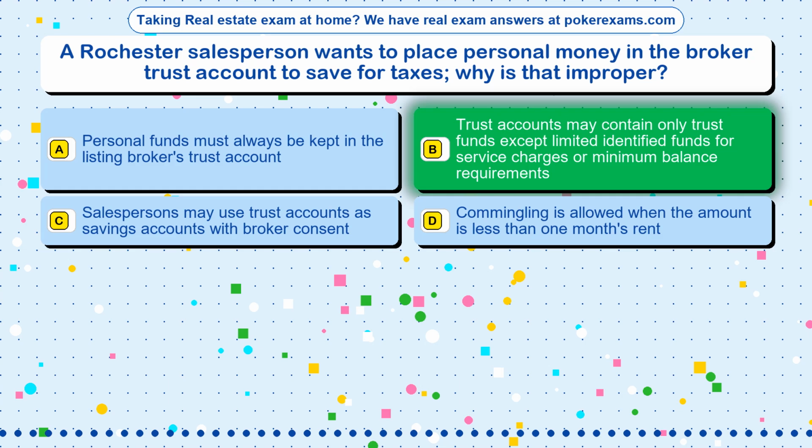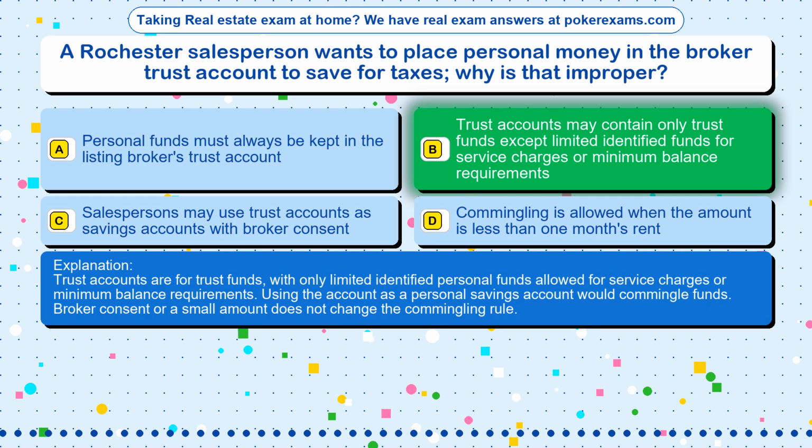The correct answer is option B. Trust accounts may contain only trust funds except limited identified funds for service charges or minimum balance requirements. Trust accounts are for trust funds, with only limited identified personal funds allowed for service charges or minimum balance requirements. Using the account as a personal savings account would commingle funds. Broker consent or a small amount does not change the commingling rule.